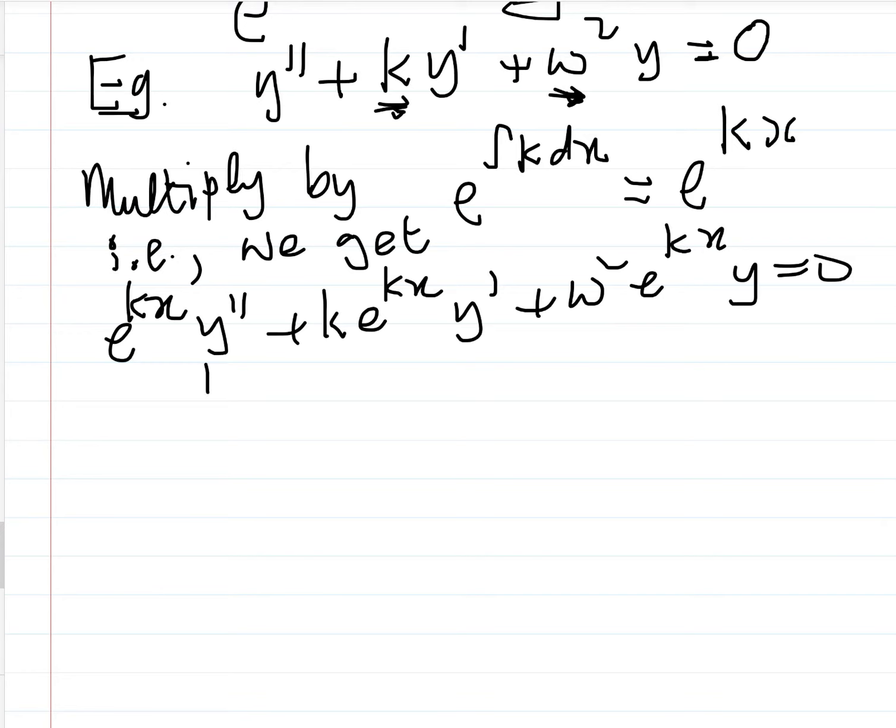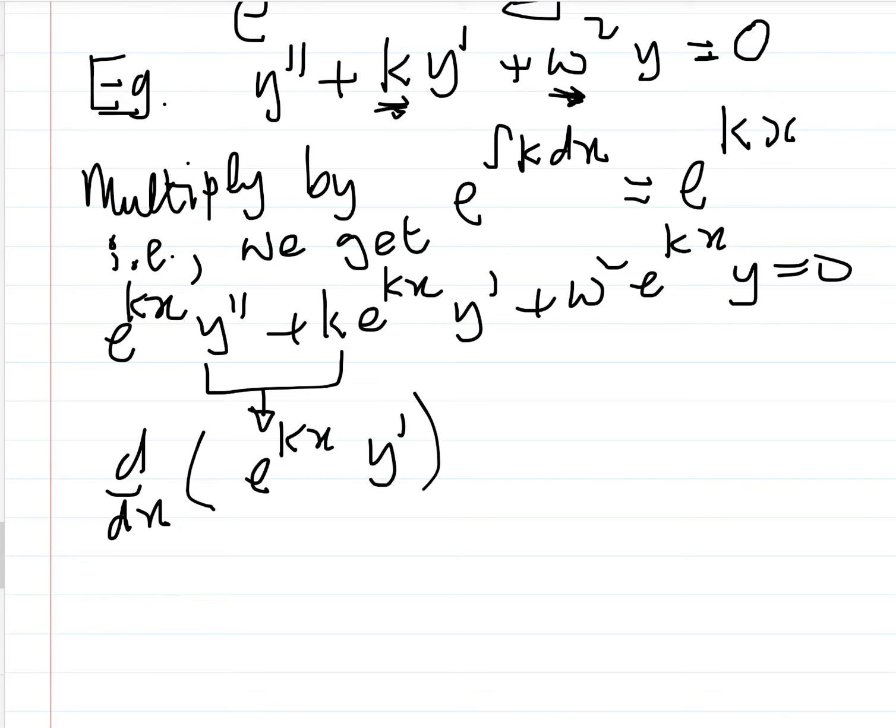If you look at the first two terms closely, that is the total derivative with respect to x of the following product. So it's e to the kx times y dashed. Check it. If you apply the product rule on e to the kx y dashed, you get the previous two terms.